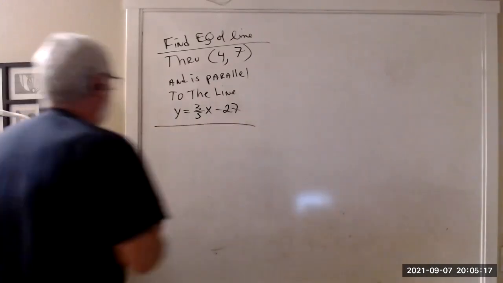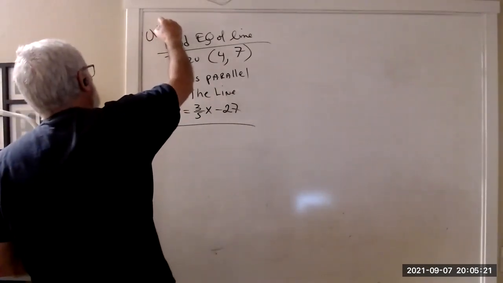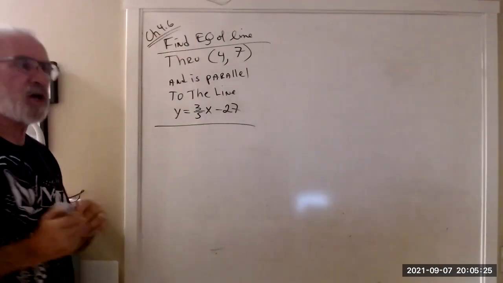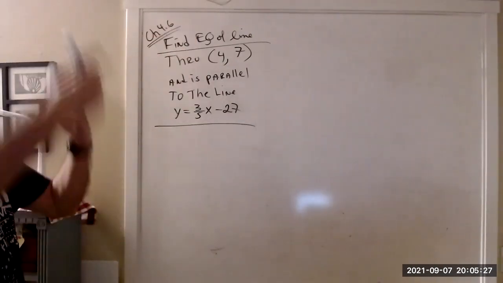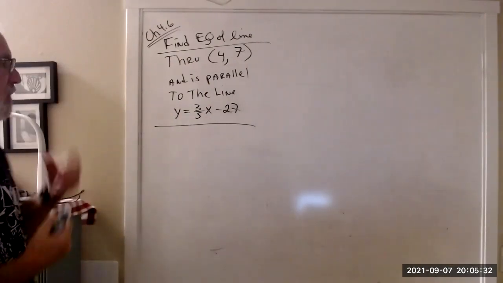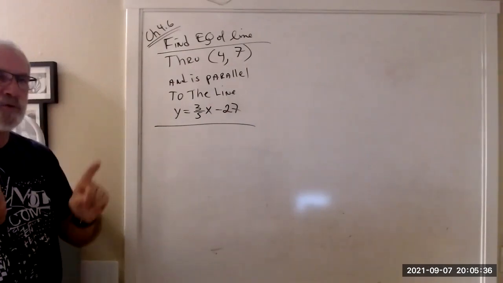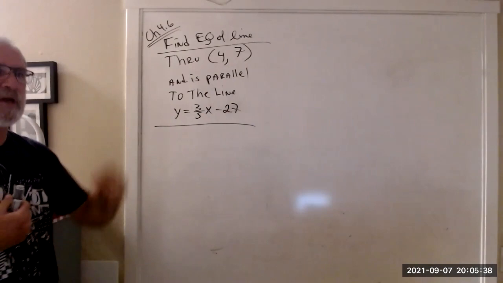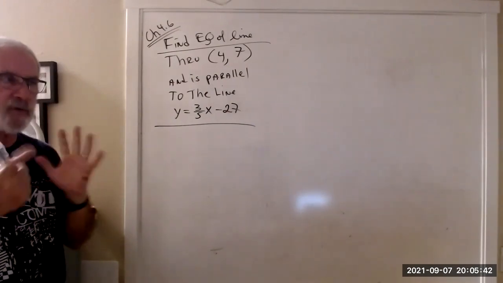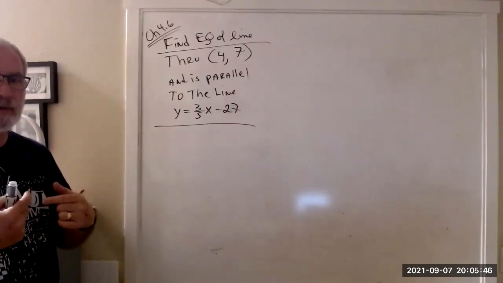When I started this section, this is still chapter 4.6, I had to do a slight detour to talk about parallel and perpendicular lines, but I brought it back to this. Find the equation of a line. I told you I have to give you two things. I have to give you a point. I have to give you a slope. There's no getting around it. But I said I reserve the right to hide this information.